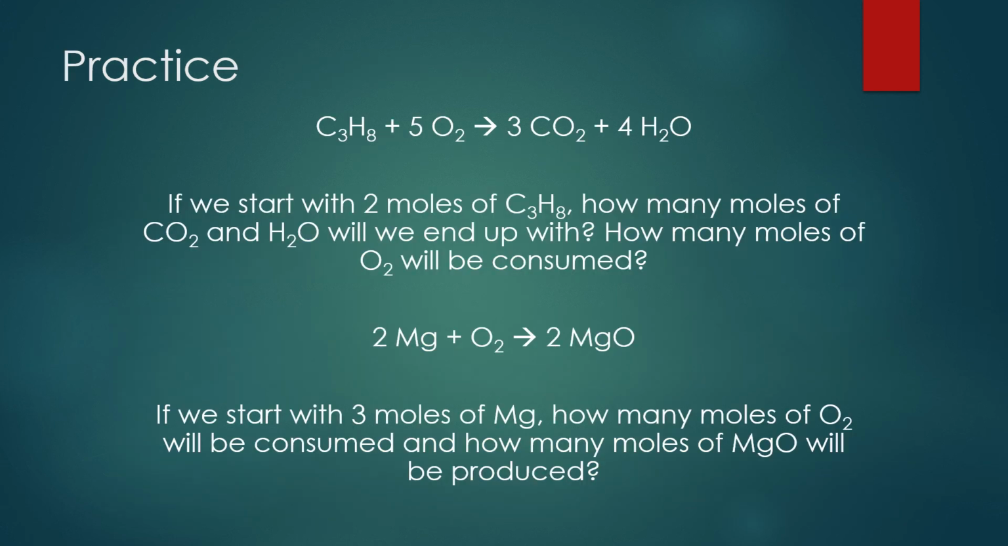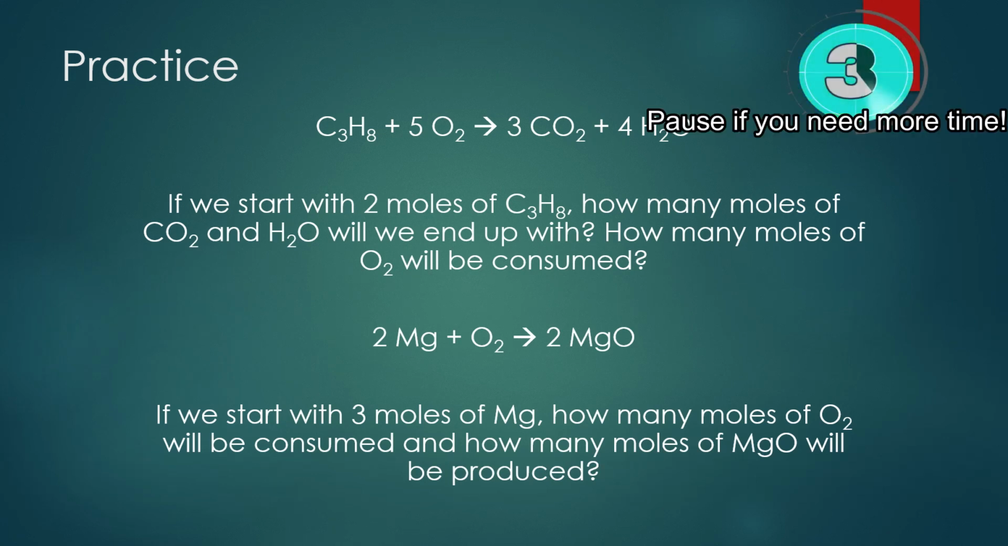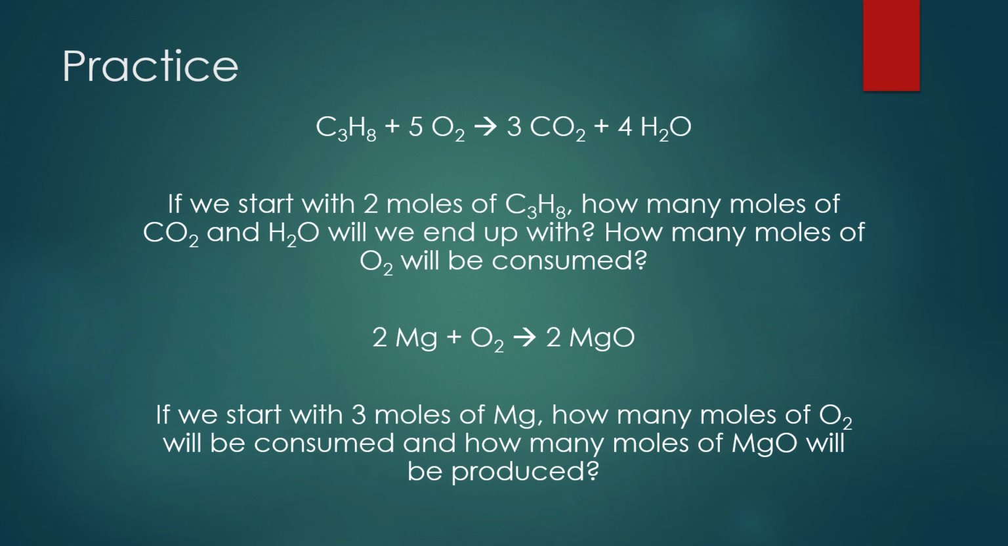The first reaction we'll look at is a combustion reaction involving C3H8. Using the balanced chemical equation shown at the top, try to answer the following question. If we start with 2 moles of C3H8, how many moles of oxygen gas will be consumed, and how many moles of water and CO2 will we end up with? Because we doubled the amount of C3H8 from 1 mole to 2, we would need to double everything else as well. This would leave us with 10 moles of oxygen consumed, 6 moles of CO2 produced, and 8 moles of water produced.